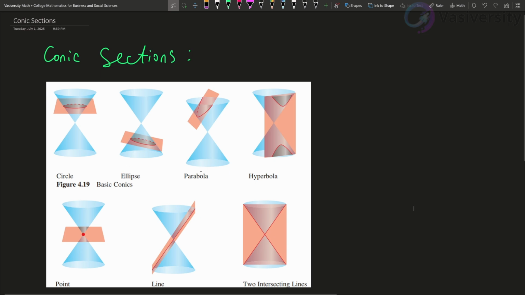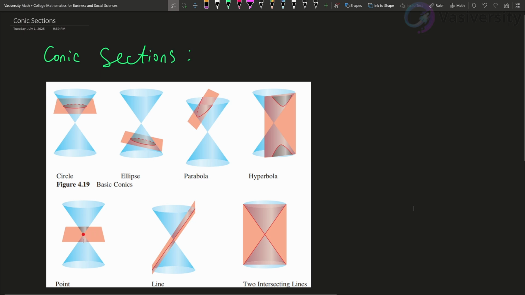And then of course, if we do it perpendicular to the cone, we will have essentially an absolute value. But here, if we tilt it, we're going to get a parabola. And then if we do it the entire plane from top and bottom of the cones, we're going to get a hyperbola. So today we're going to be learning the ellipse, parabola, hyperbola.